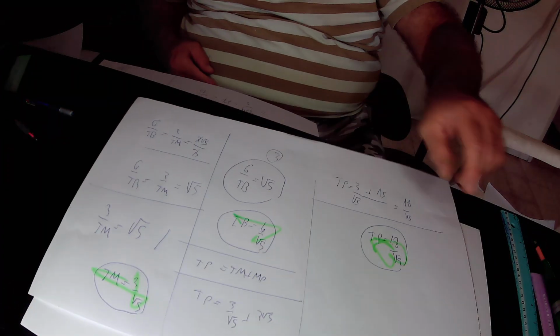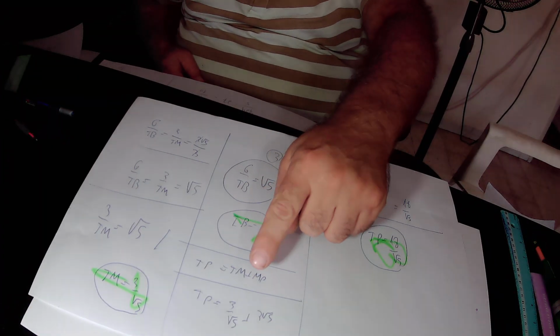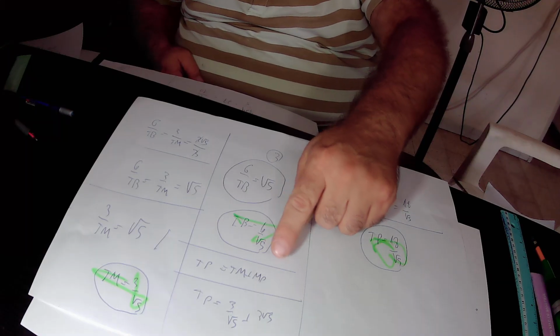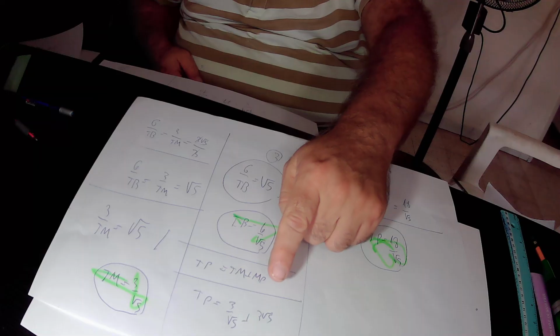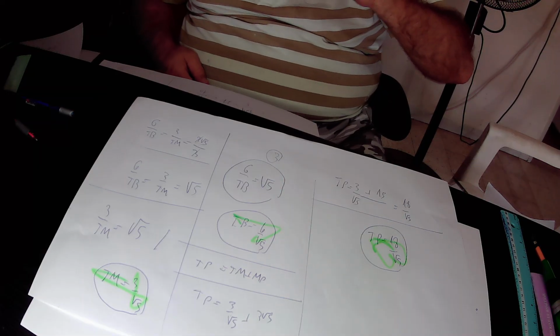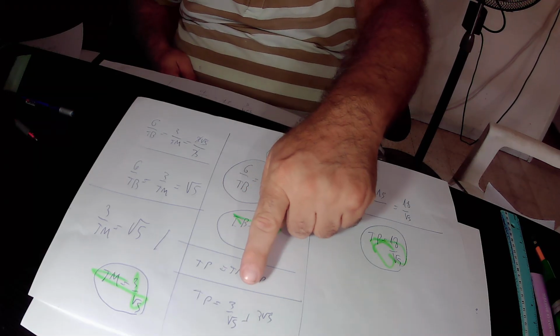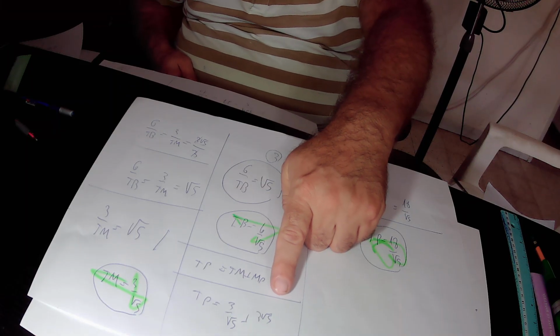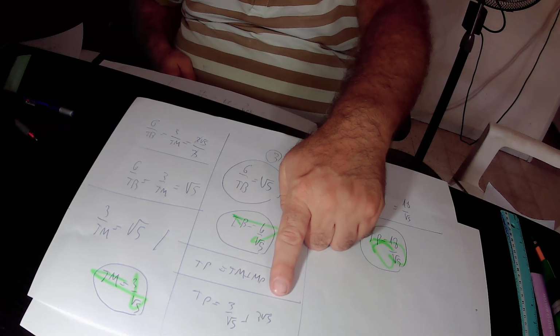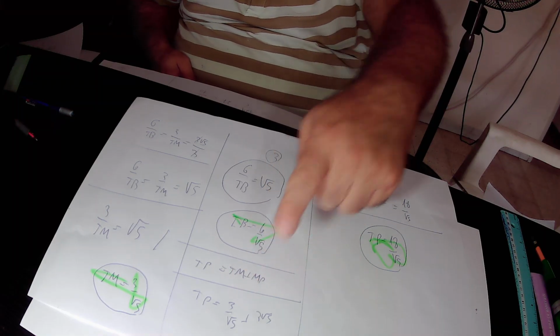So in total, TP equals TM, that is 3 over square root of 5, plus MP, that is 3 times square root of 5. So in total, TP equals 3 over square root of 5 plus 3 times square root of 5. Here we multiplied 3 times square root of 5 by square root of 5, and then we divided by square root of 5 in order to have a common factor with this number.